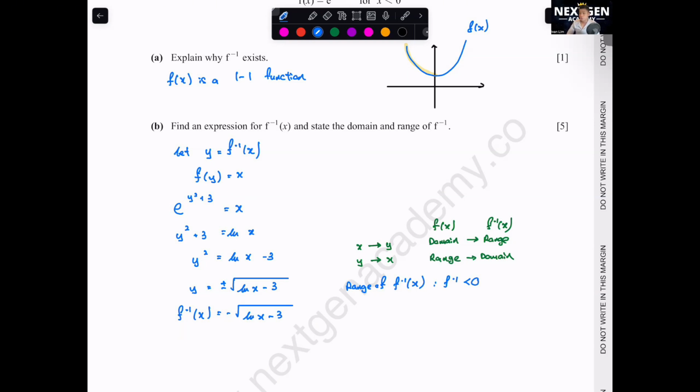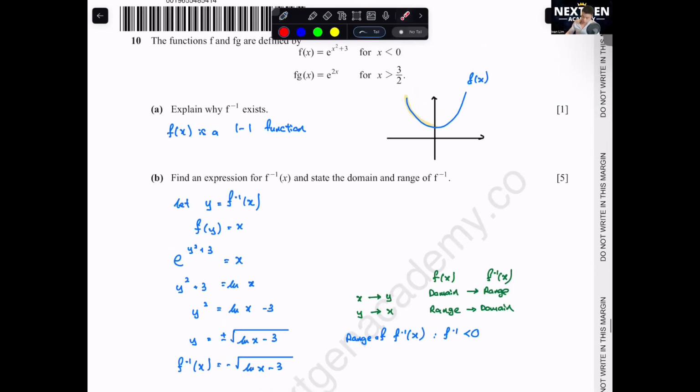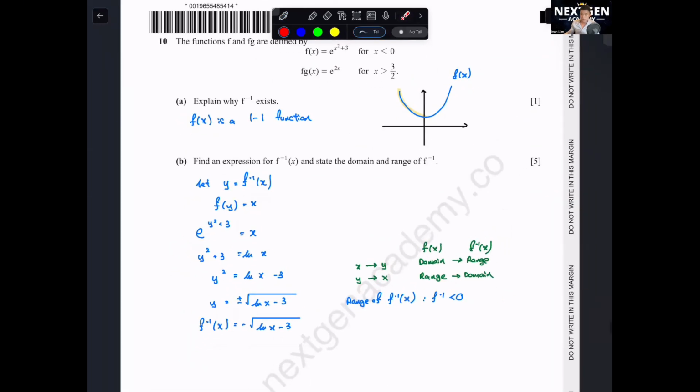You have to know how the values are, how the graph looks like first. f(x) equals e to the power x squared plus 3. What do you write for your domain? Why is the range not x smaller than 0? Range is y. Range is where we have x. Domain is x.